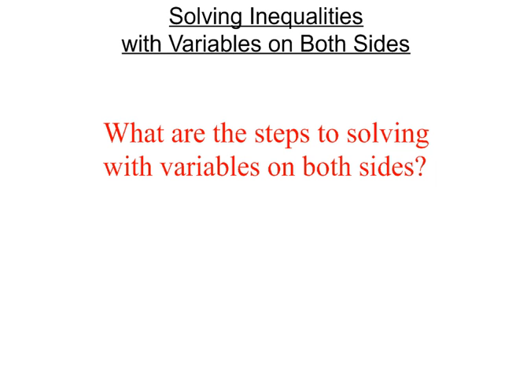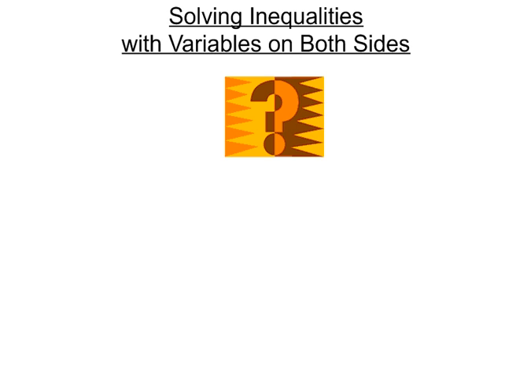Okay. Pair notes in front of you, solving inequalities with variables on both sides. This is chapter 3, section 5. Our essential question: what are the steps to solving with variables on both sides? Well, let's review that. I think you should be able to remember this from our equations when we looked at solving on both sides. Okay?